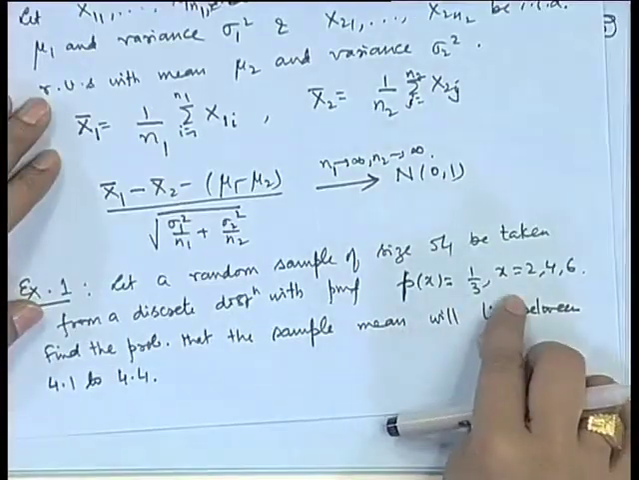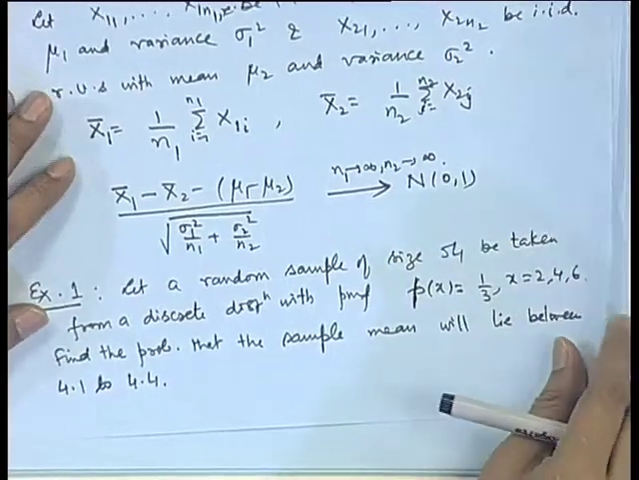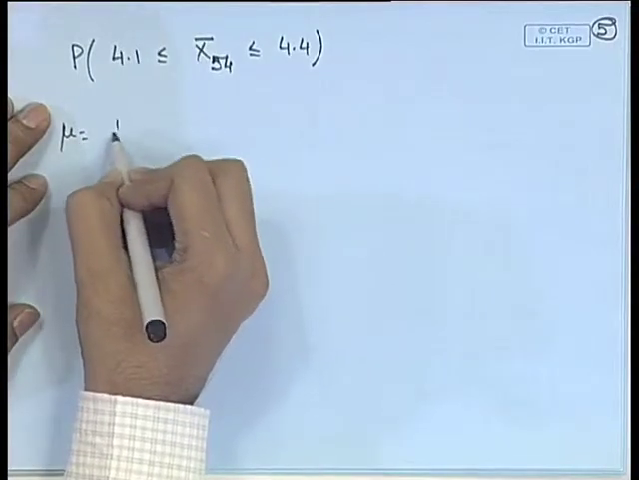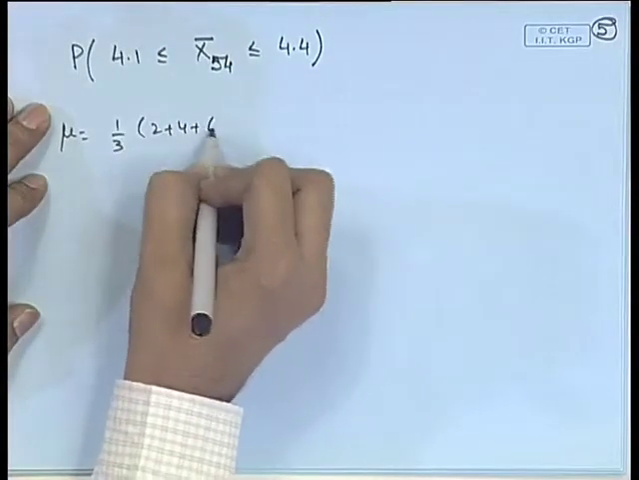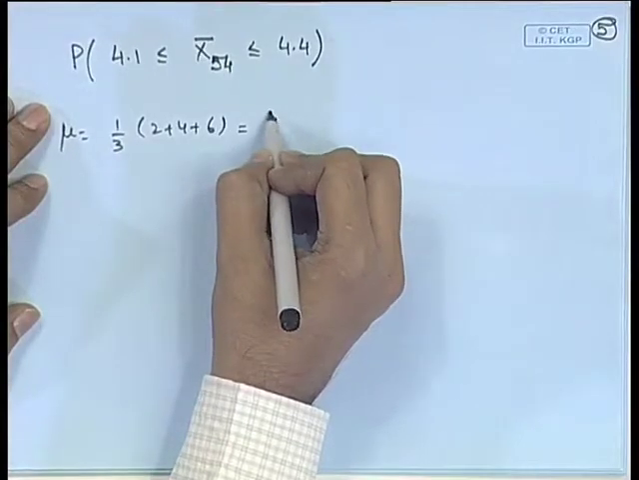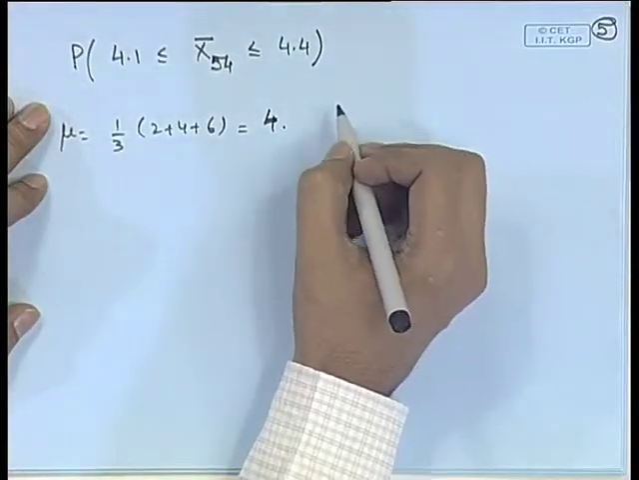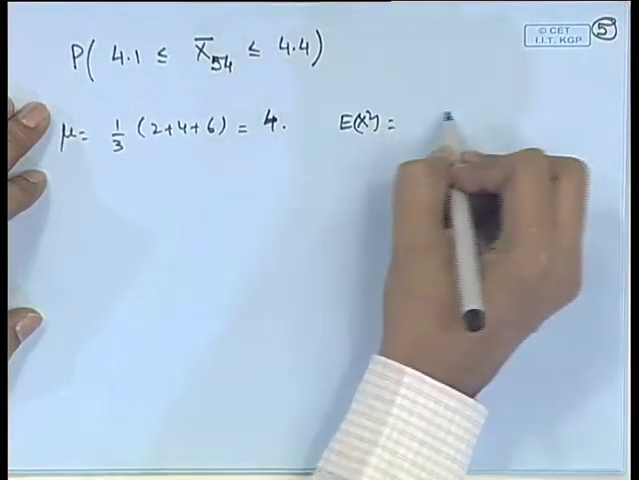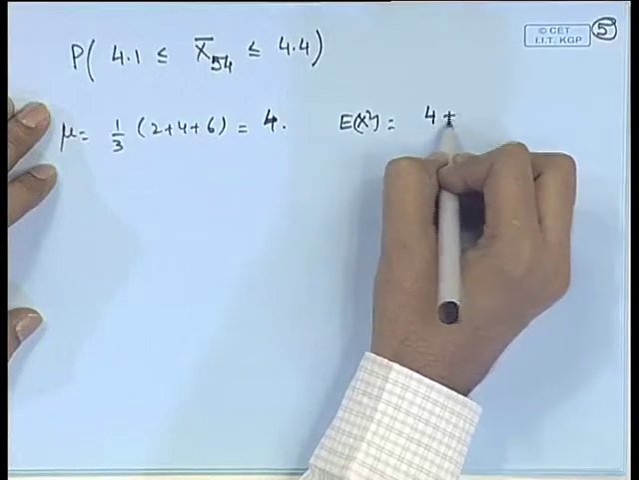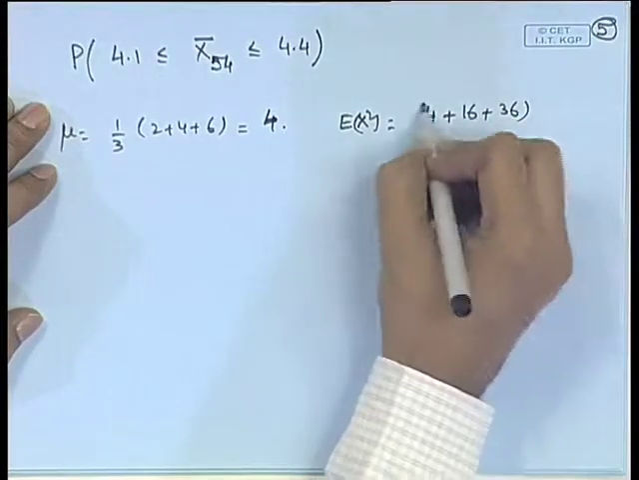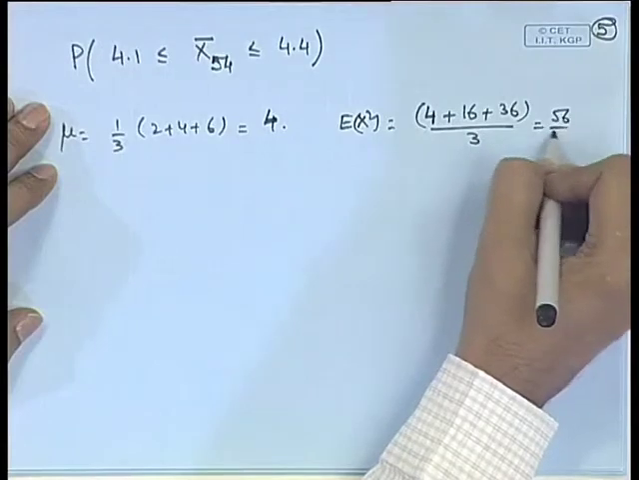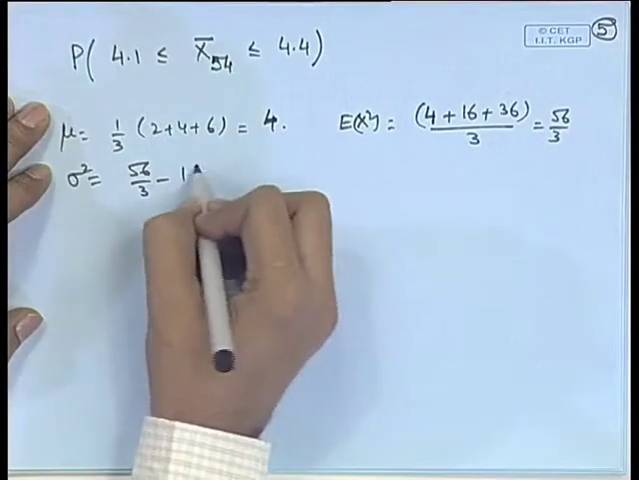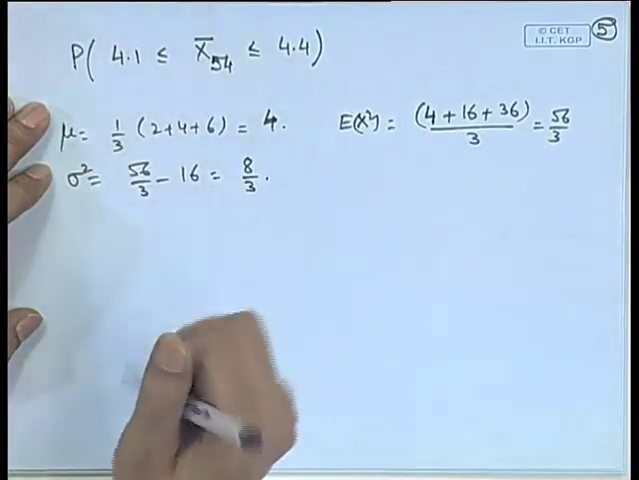Now, this is a discrete uniform distribution centered at 2, 4 and 6. So, if you look at the mean of this one, mu is 1/3 (2 plus 4 plus 6), that is equal to 4. And if we look at the variance, we can check expectation of X squared, that is equal to (4 plus 16 plus 36)/3, that is 56/3. So, variance of X is equal to 56/3 minus 16, that is 8/3.